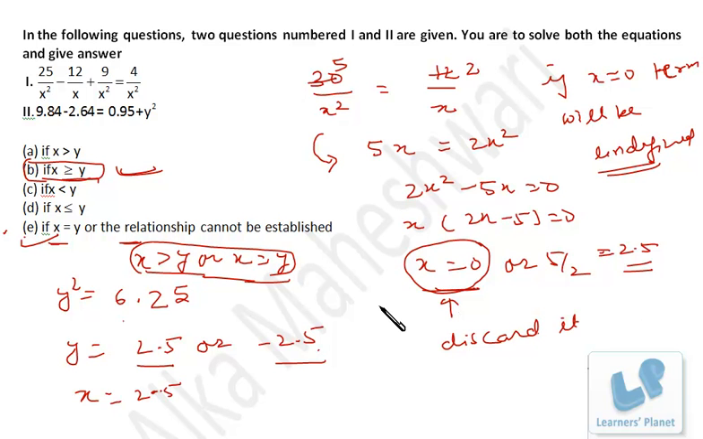So finally, it is a bit of an ambiguous question. Maybe there is a printing error in the question, which does not mention that x is not equal to 0, right? So let's take the next question now. But I hope you have understood the things we should be careful about.